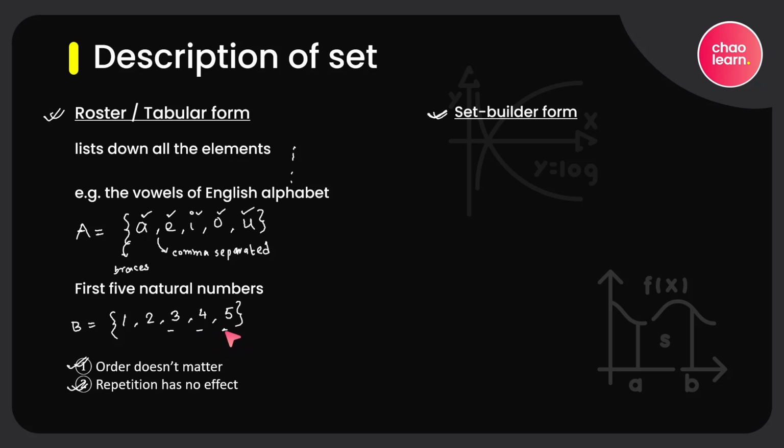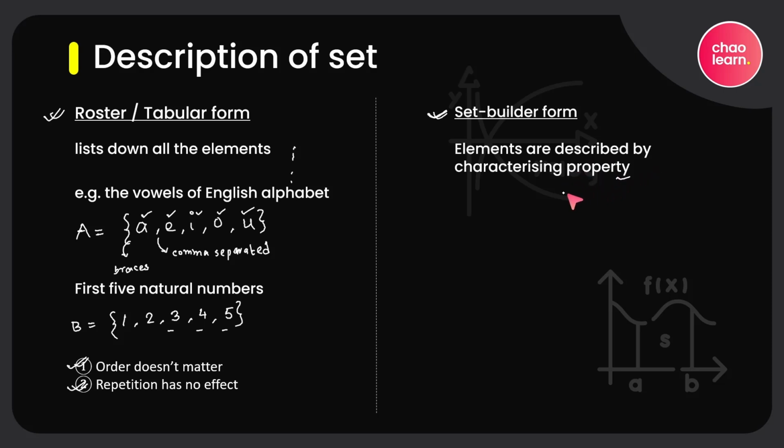That's the general convention. Now, as we have understood the roster form, let us understand the set builder form as well. Set builder form is the type of representation in which the elements are described by a characterizing property. Instead of listing down all the elements, you just write the property of the elements, and the reader understands from the property what the elements are that belong to that set. Let us take an example. Let's take the same example, the first 5 natural numbers. What did we write over here? B = {1, 2, 3, 4, 5}, right?